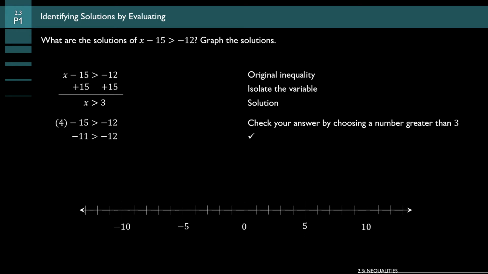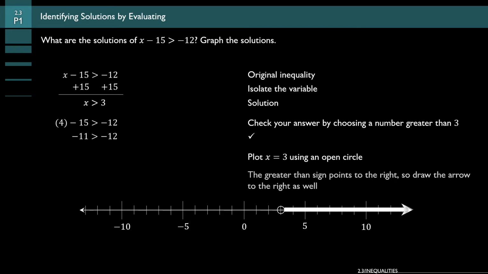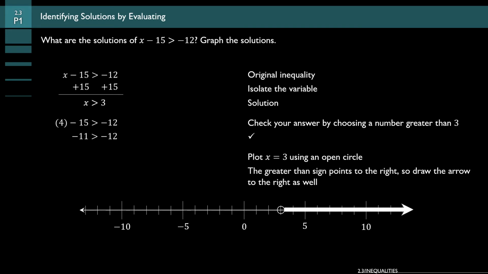graph this. So we're going to plot x equals 3 using an open circle. Remember, we're using the open circle again because we have a greater than sign with no equal to on it. The greater than sign points to the right, so that's the way we want to go with the direction of our arrow, and there you have it. The solution is x is greater than 3, and there is your graph.